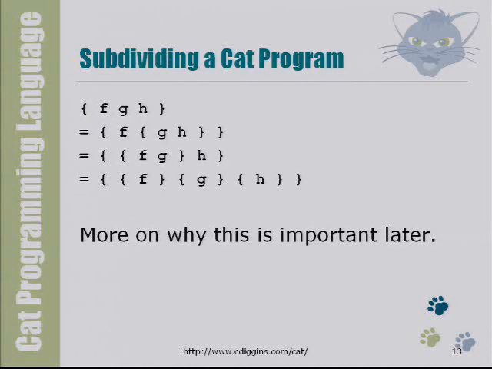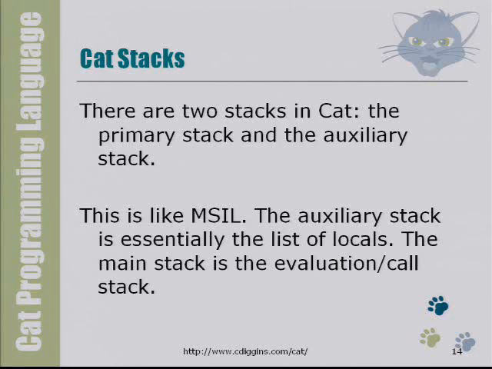I'm going to skip this slide, but it just shows the equivalence of these different programs. CAT is based on the concept of stacks, like the language Forth. There's two stacks. There's a primary stack and the auxiliary stack. And this actually maps quite closely to the MSIL. The auxiliary stack can be thought of as the list of locals, and the main stack is just the evaluation/call stack.